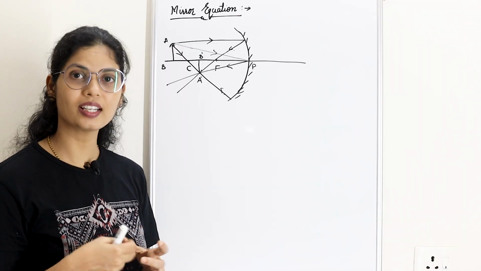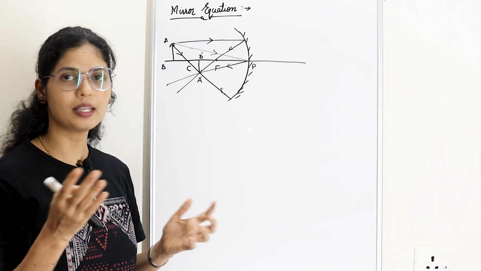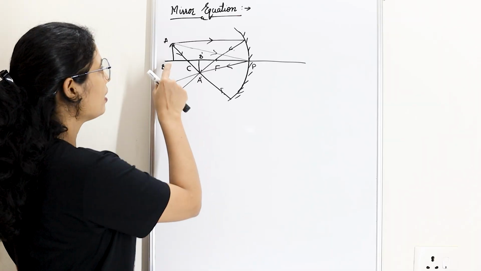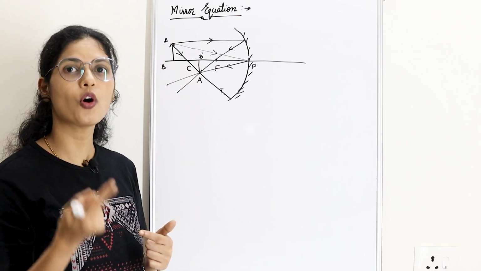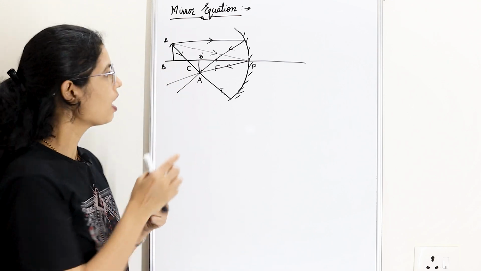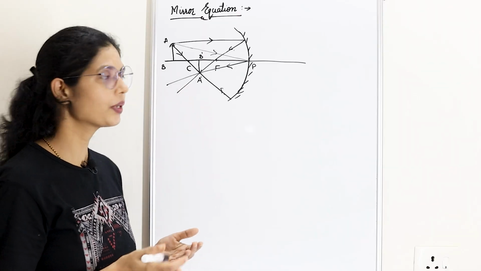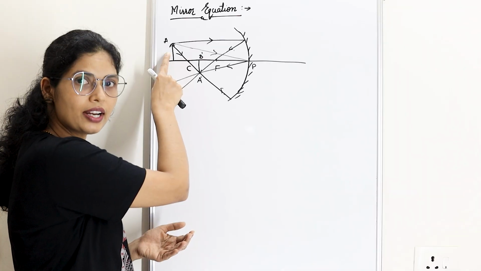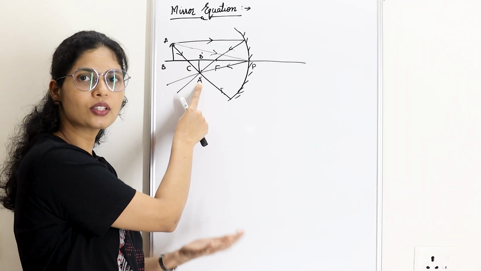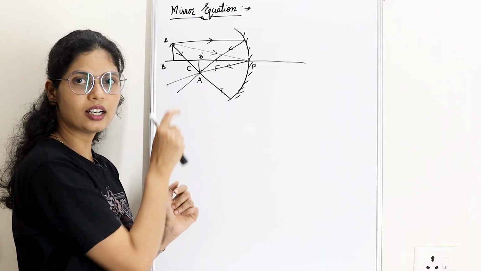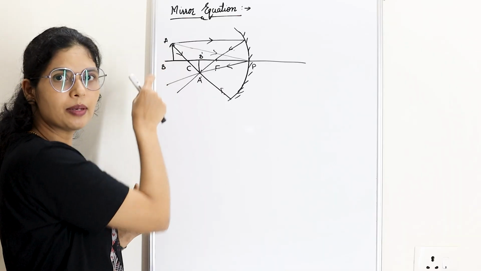There is one more point in sign convention: if the object or the image is erect, then its height is positive. The height of the object is positive. If it is inverted, then it is negative. So when erect, the height of the object or the height of the image is positive; when inverted, the height of the object or the height of the image is negative. Here there is an object, we have named it AB.